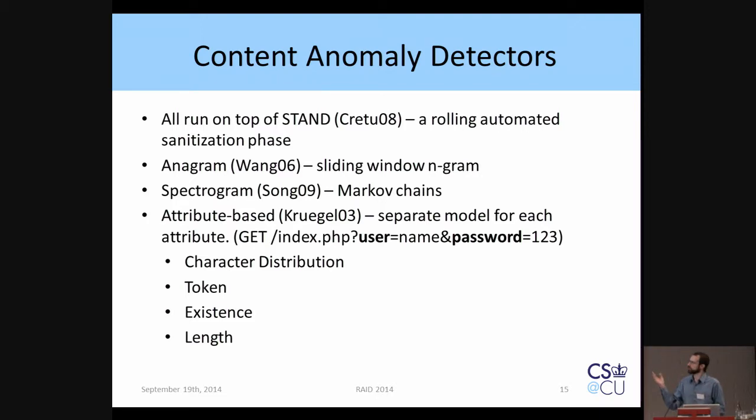So for instance, for the web, there's a set of anomaly detectors that are attribute-based that parse the user submitted content from a web request. So for a GET request, that's after the question mark here, they parse out each attribute, so they have a different model for what a user is supposed to look like typically, what a password looks like typically. The other ones, Anagram and Spectrogram, would take that entire string and look at that in different approaches.